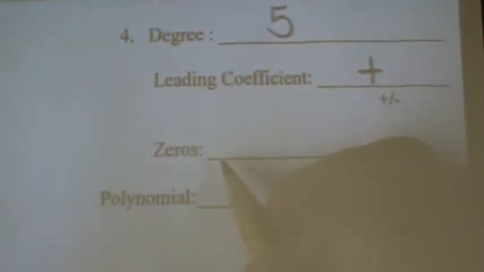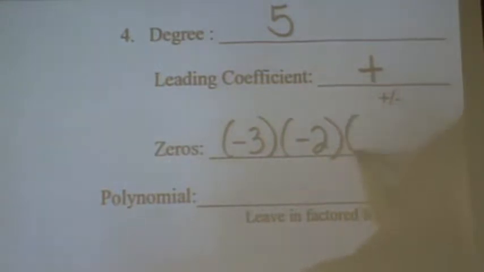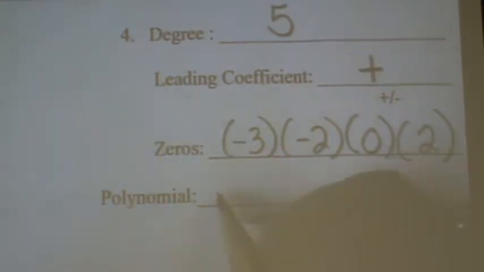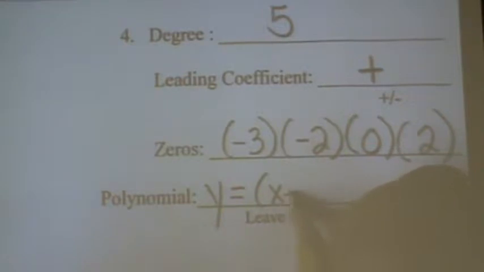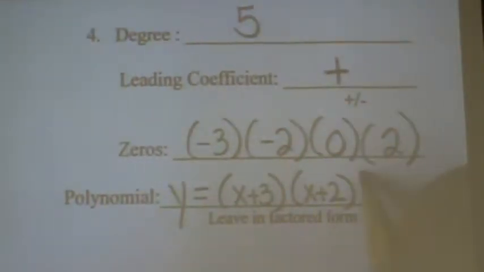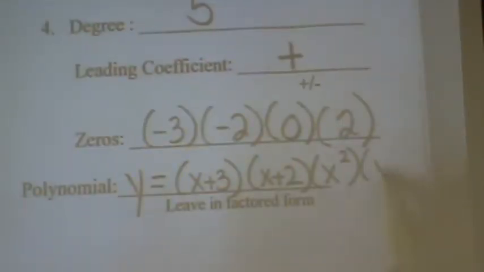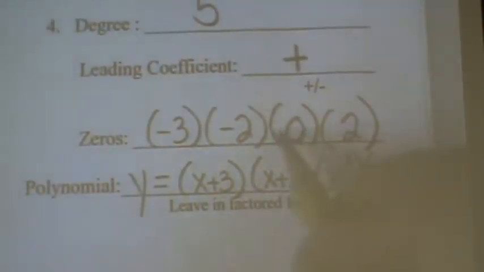What are your zeros? Negative 3 is one of them. Negative 2 is another one. 0 is another one. And 2 is another one. So how do you write this polynomial in factored form? Y equals x plus 3, x plus 2, x squared, and x minus 2. It's always the opposites of these.